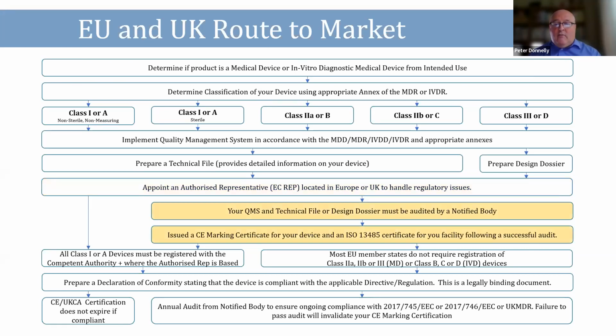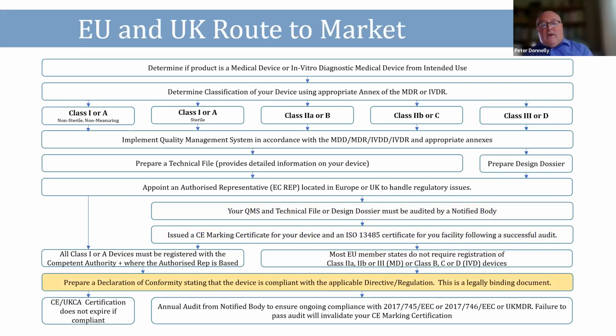As I mentioned before, for class one sterile, class 2A, 2B and 3, your QMS and your technical file get audited by a notified body and they issue the CE mark. Otherwise, it flows down through class one and you register directly with the competent authority where your authorized representative is based.